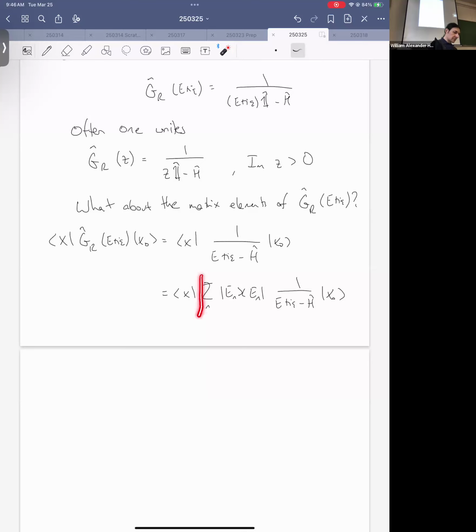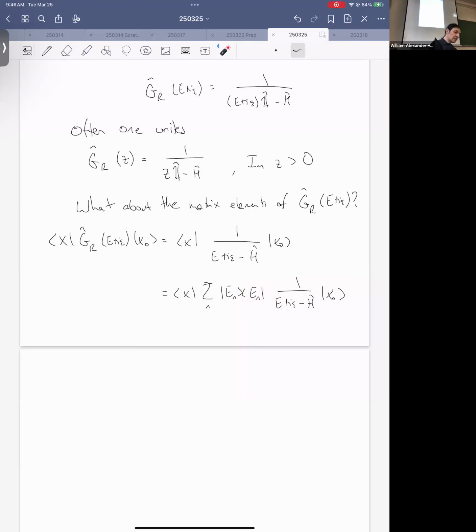What is the result of acting with this identity onto this retarded resolvent? On the right track, yes. So these are energy eigenstates, and so the Hamiltonian, as an operator, will be replaced by the eigenvalues. And the eigenvalues are E_n.